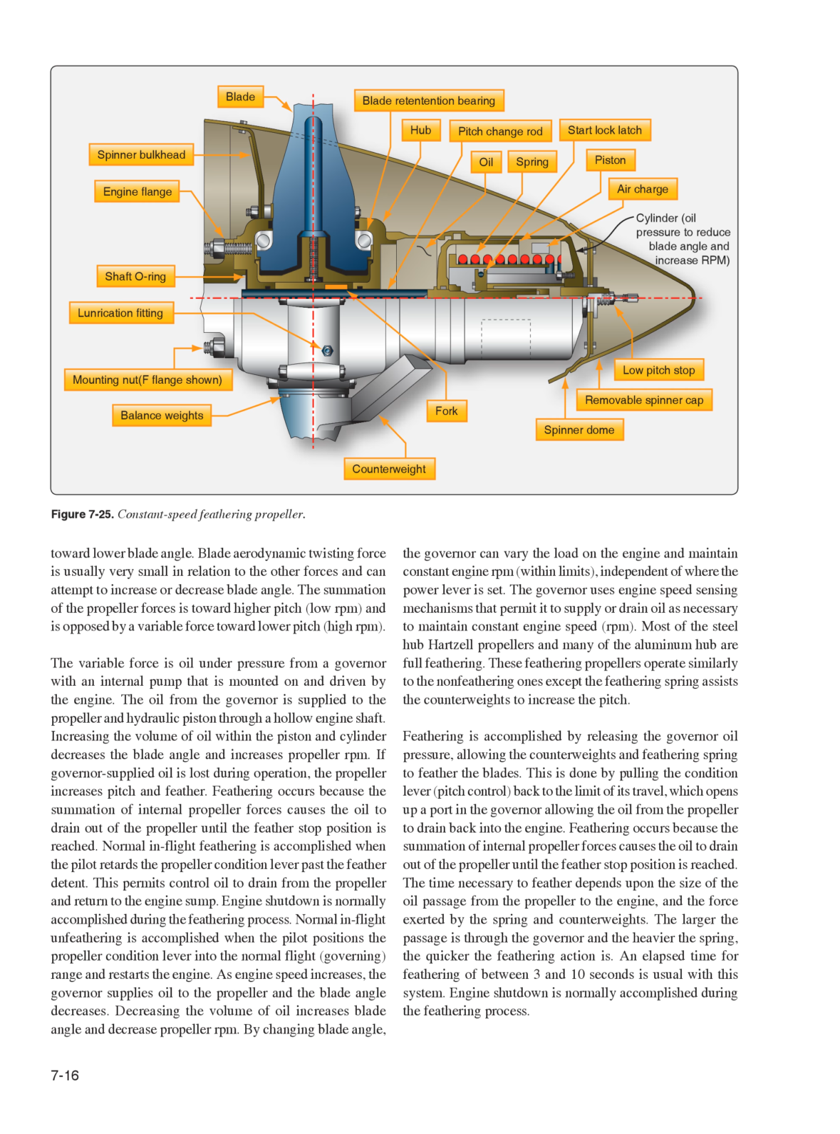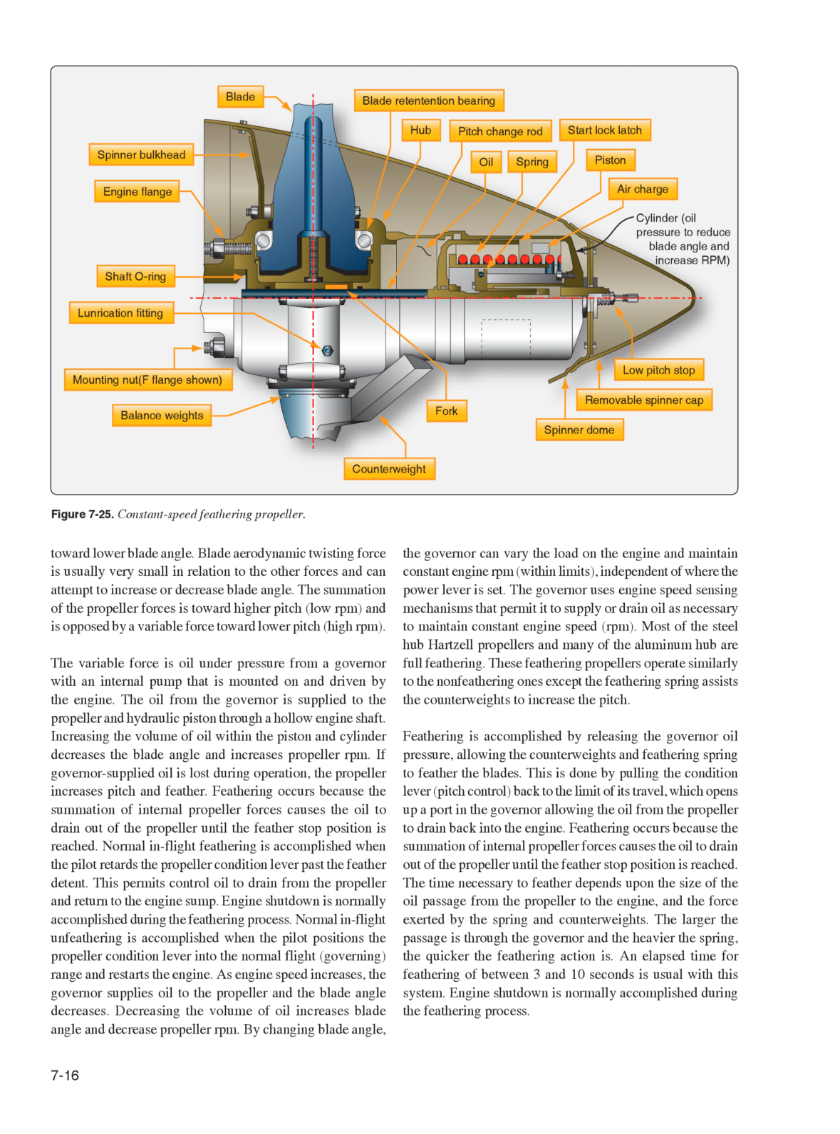This is done by pulling the condition lever, pitch control, back to the limit of its travel, which opens up a port in the governor allowing the oil from the propeller to drain back into the engine. Feathering occurs because the summation of internal propeller forces causes the oil to drain out of the propeller until the feather stop position is reached.